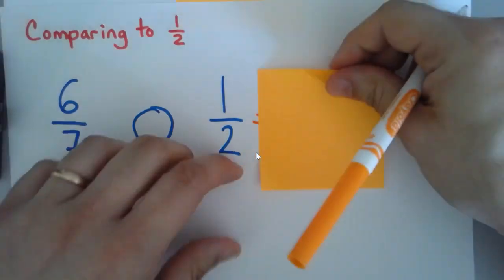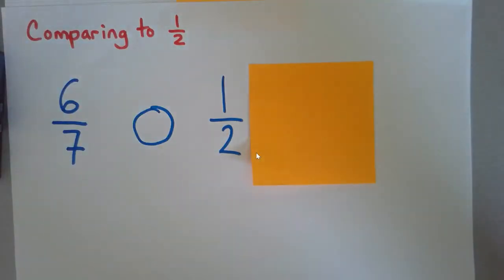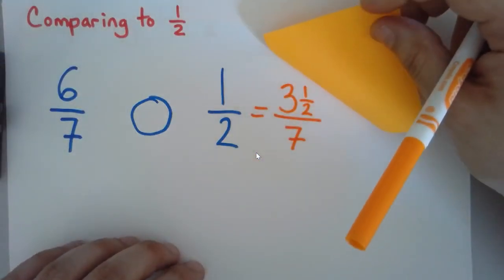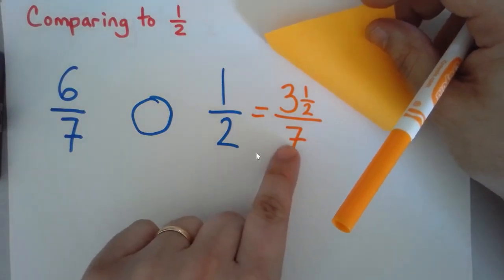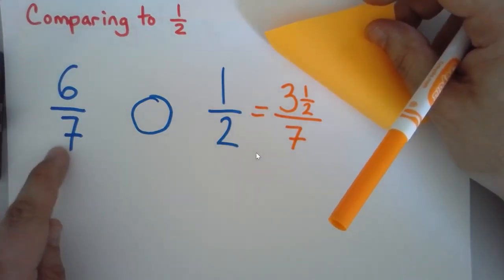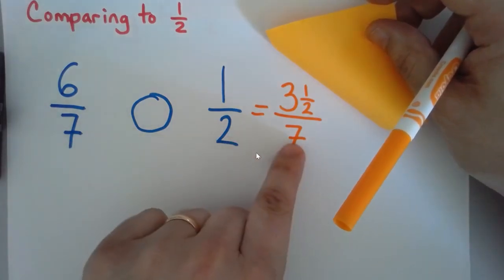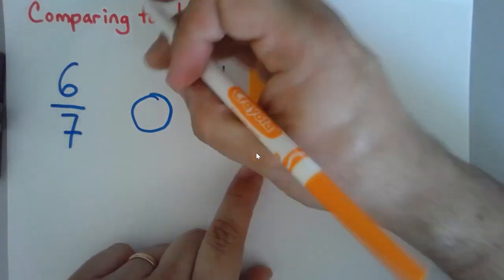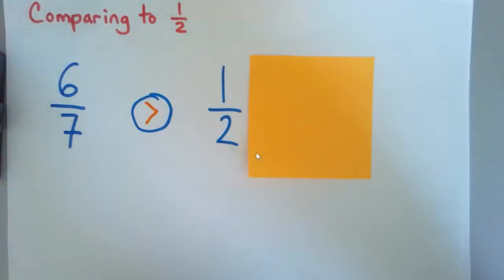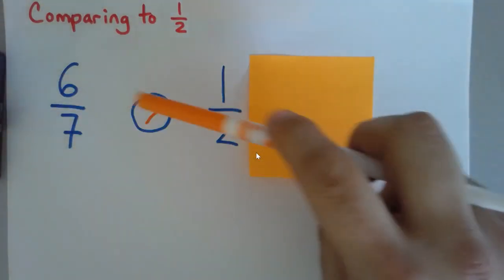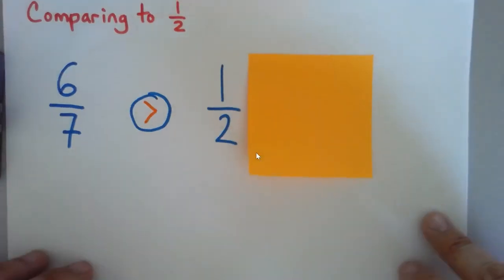And again, I'm going to cover this up. This is too weird. We would not normally write a fraction like this, but we're going to do it just for now. We're going to peek, because 3.5/7 is a whole lot less than 6/7. We know that 6/7 is clearly greater than 3.5/7. So even though we would never write that fraction, it tells us that 6/7 is greater than 1/2.